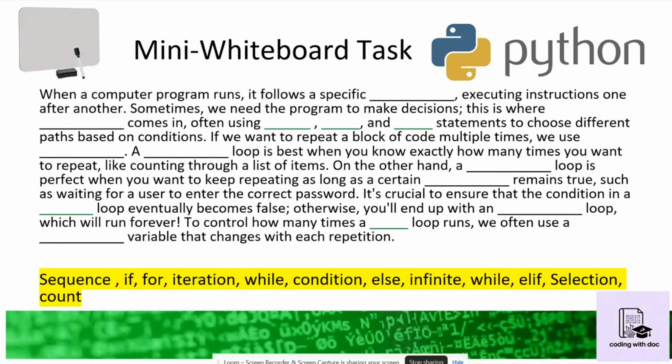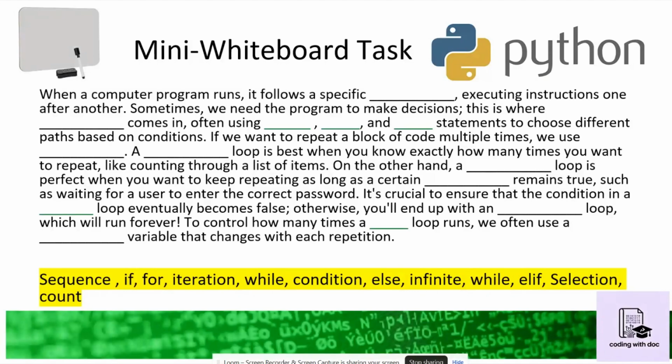So let's work through those answers. And if I'm going too quick at this point in time, of course, you'll just pause the video. So it starts with, when a computer program runs, it follows a specific sequence for executing instructions one after another. Sometimes we need programs to make decisions. This is where selection comes in, often using, now it doesn't really matter which way you put these three round, but I would have done if, elif, and else statements, because that's the order you'd have to put them in the program. If, elif, and else statements to choose different paths based on conditions.